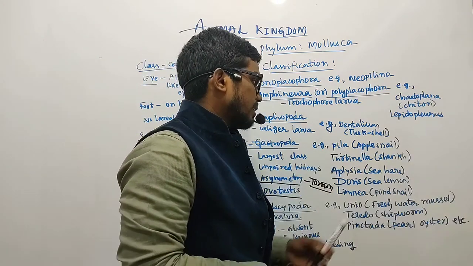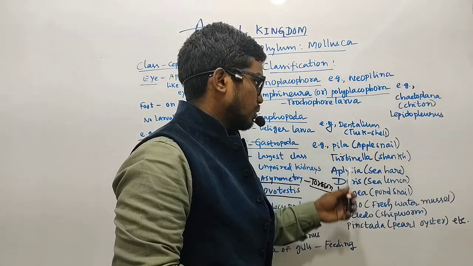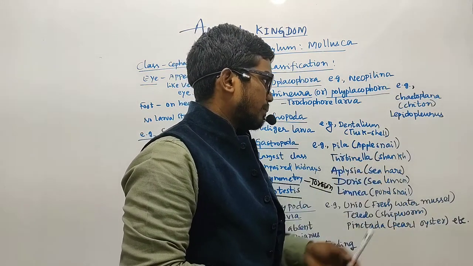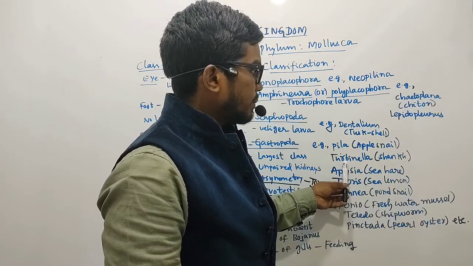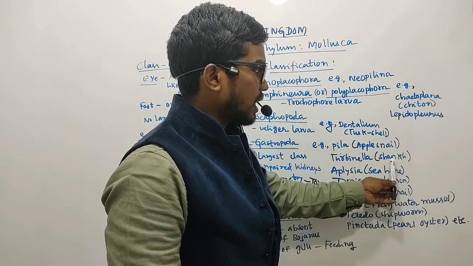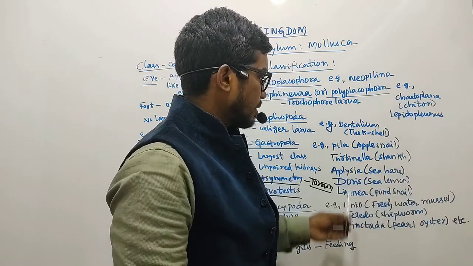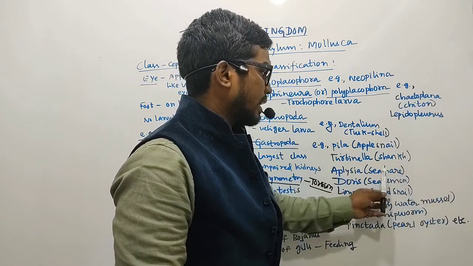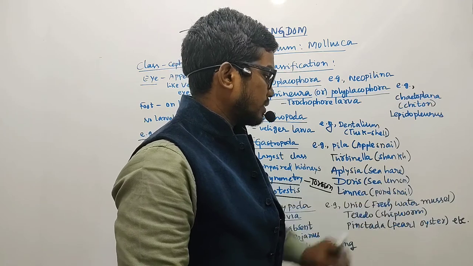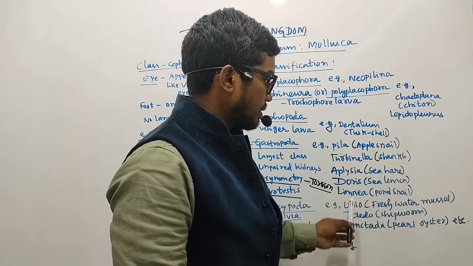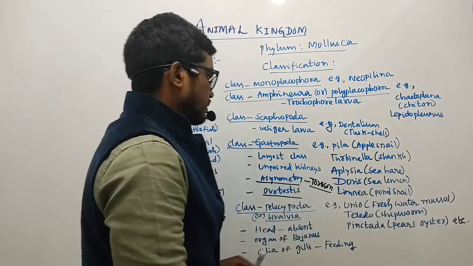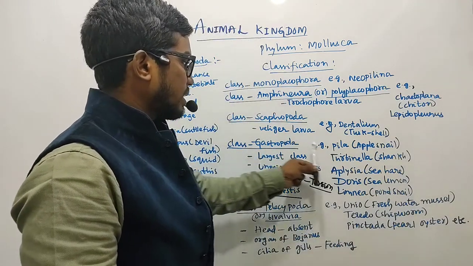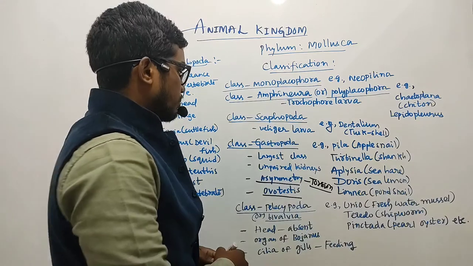Here examples are Pila, which is also referred to as apple snail, so freshwater. Then we have Turbinella, which we refer to as shank. Aplysia, sea hare, Doris, that is also called commonly as sea lemon, then Limnaea or pond snail. So these are few important examples of the class Gastropoda.